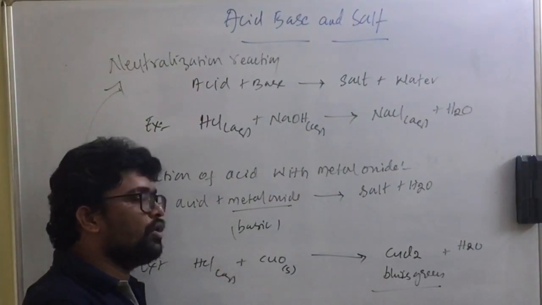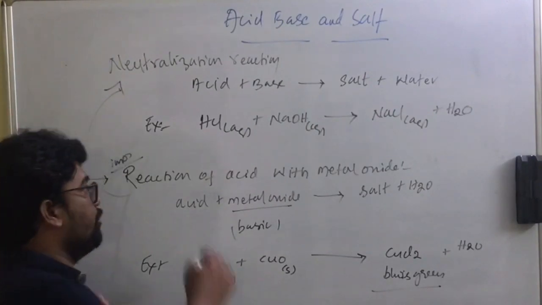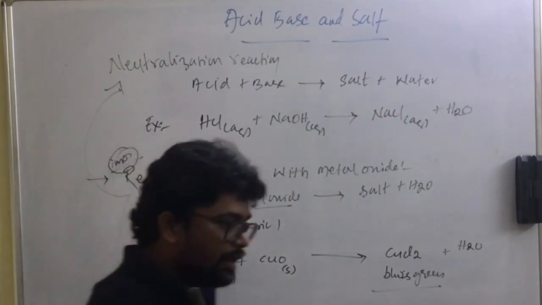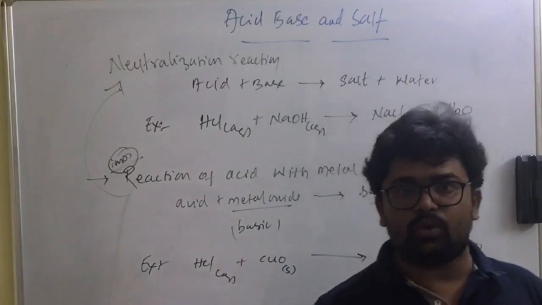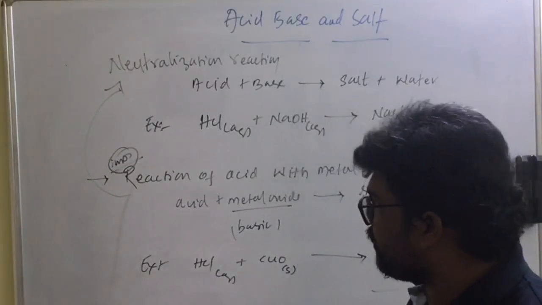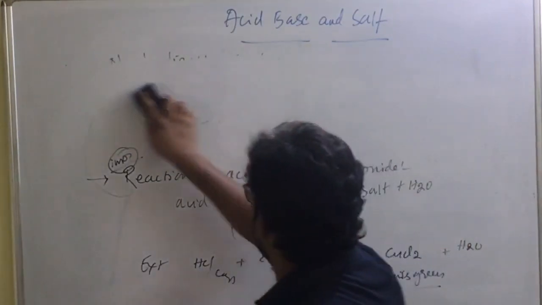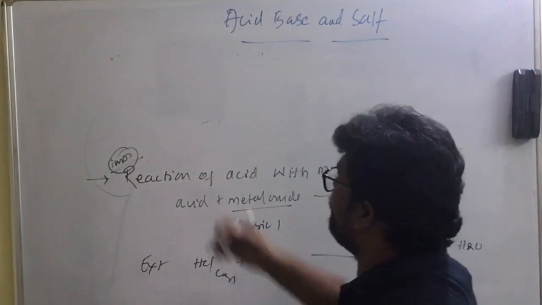Acids, when they react with metal oxides, give you salt and water, which means metal oxides are basic in nature. It is an important point you have to remember. If metal oxides are basic in nature, what about non-metal oxides, students? Yes, they will be acidic in nature. Now let us try to learn that property. So what will happen when a base reacts with non-metal oxides?